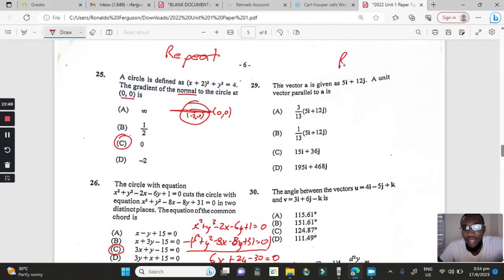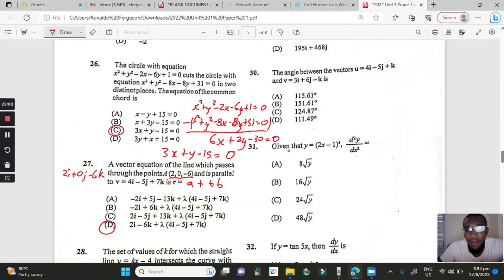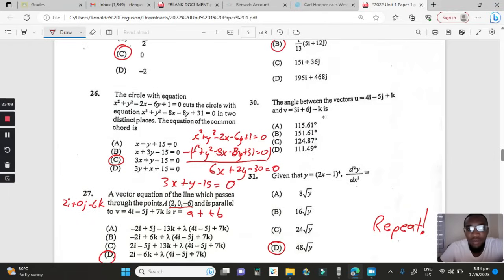Alright, 29 is also a repeat. So this was 1 over 13, 5i plus 12j. Repeat question. Number 31, I know is a repeat. So once you see repeat, you just put the answer. Now this one, never seen this before from previous years, so we'll work this one out.